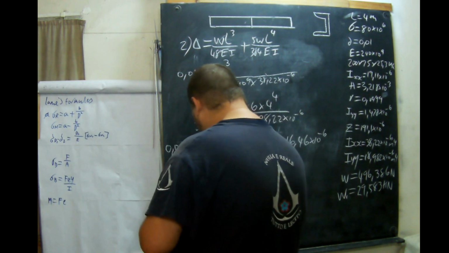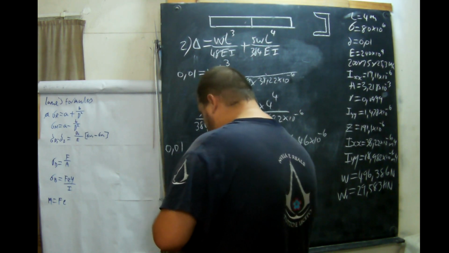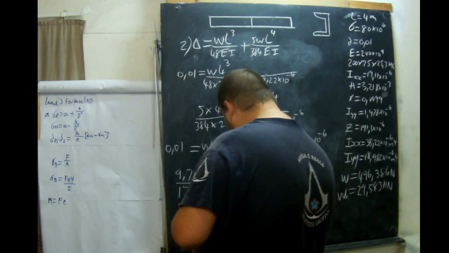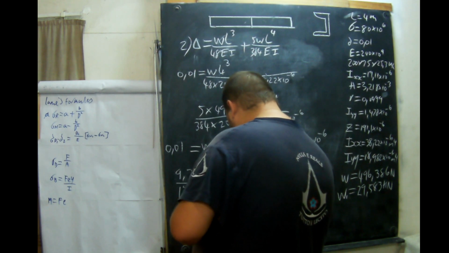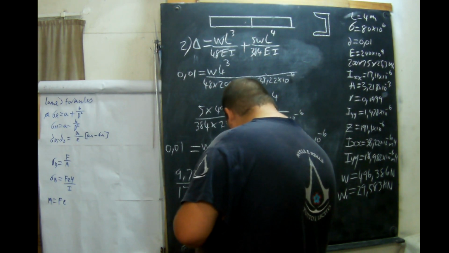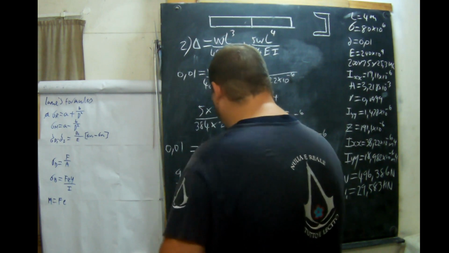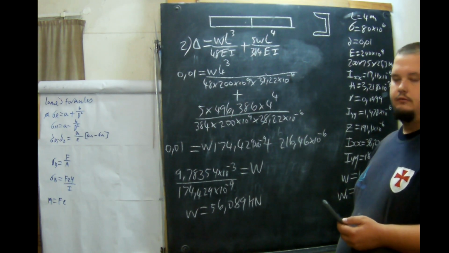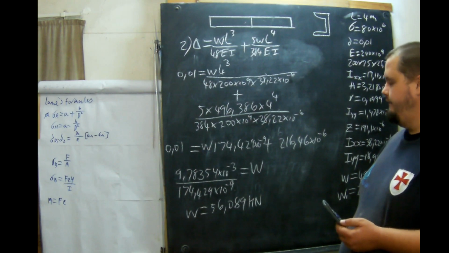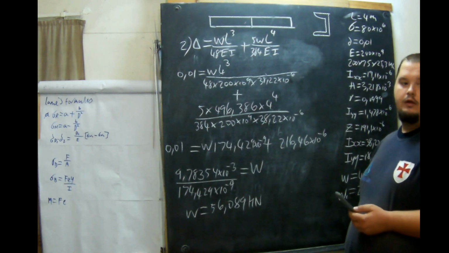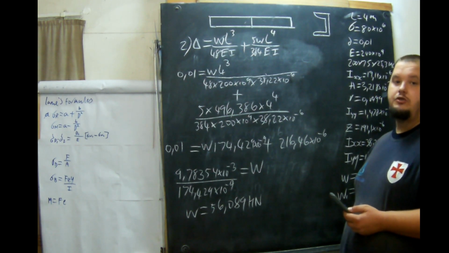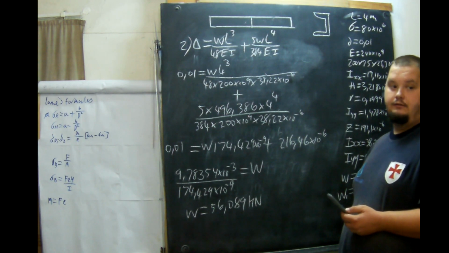And then we have W equals 56,089 kilonewtons. That is the weight with deflection. That is our weight with deflection. So just keep that in mind. Deflection will always be more than your weight with your stress. However, your stress weight is your true weight.